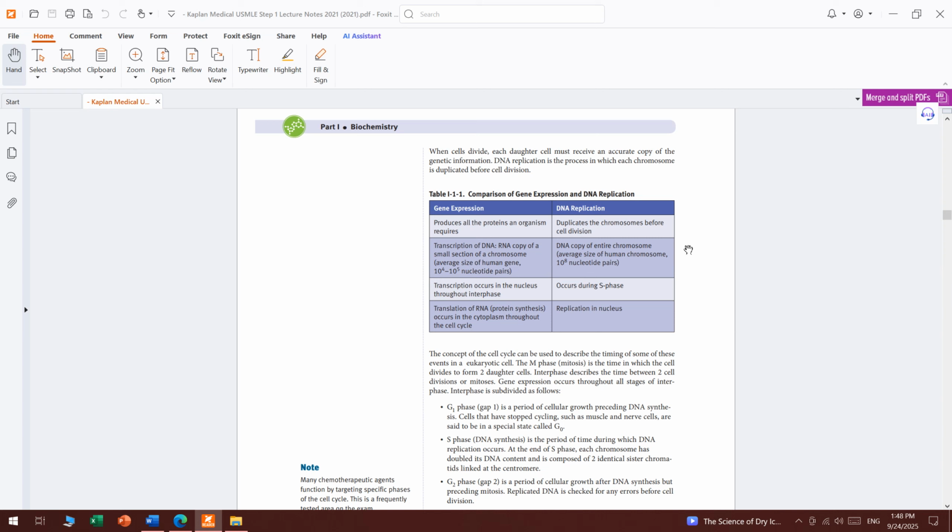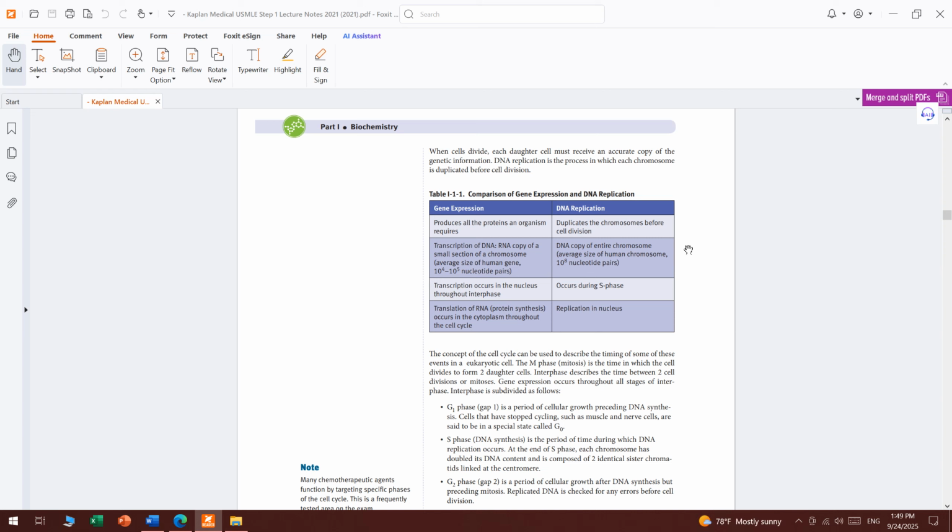In contrast, DNA replication is the process by which an entire chromosome is duplicated. Its primary purpose is to ensure that when cells divide, each daughter cell receives a complete and accurate copy of the genetic information. This means that before a cell divides, every chromosome must be precisely copied. DNA replication is a highly regulated event that occurs specifically during the S phase of the cell cycle, and it takes place within the nucleus. The outcome of replication is the duplication of chromosomes, not the production of proteins.